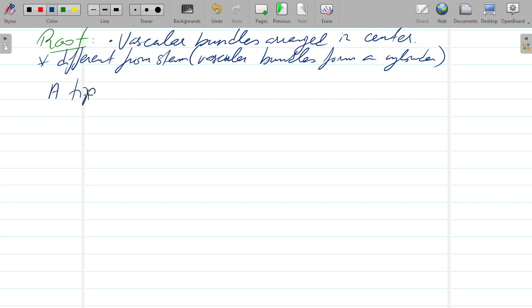Is there a specific reason why vascular bundles are arranged in the center in the root and not in the stem?